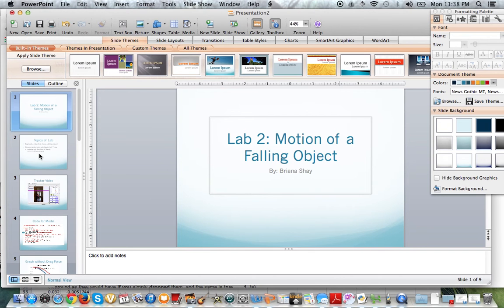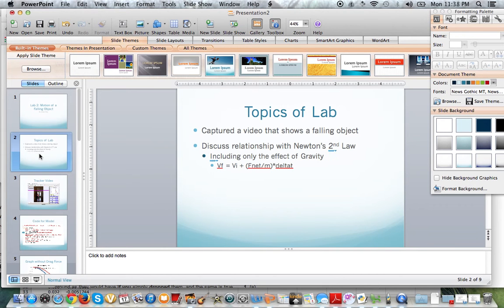Lab 2 for Dr. Schatz's class is about the motion of a falling object. The topics of this lab include a captured video showing a falling object, and we're going to be discussing the relationship with Newton's second law, including only the effect of gravity. Once again, Newton's second law is Vf, the final velocity, equals the initial velocity plus the net force divided by the mass of the object times the change in time.